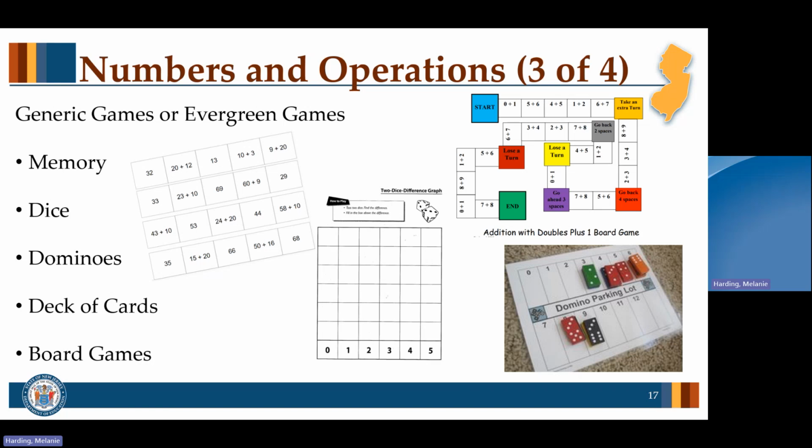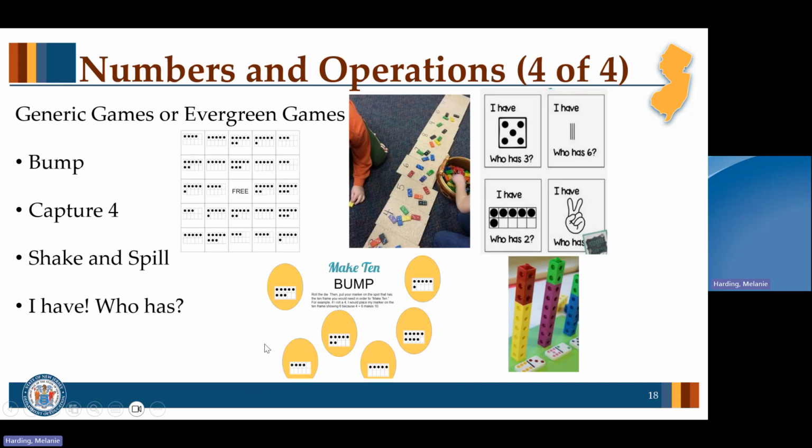But she has some on her website, Christine Tondevald, and they're called Evergreen Games, and they're free. And there's like hundreds of Blackline Masters. So this is just a couple of examples, but there's memory games, there's dice games, domino games, games that you can play with a plain deck of cards, just a number deck of cards, board games that you could print out and play. And again, it's just about changing the numbers sometimes that you're using.